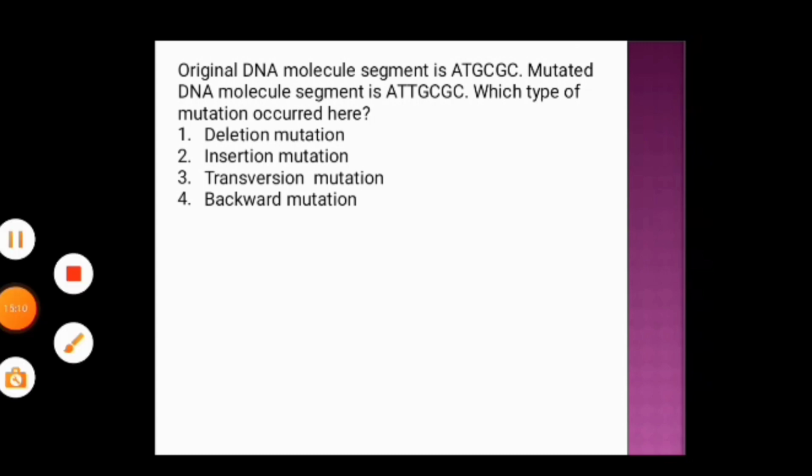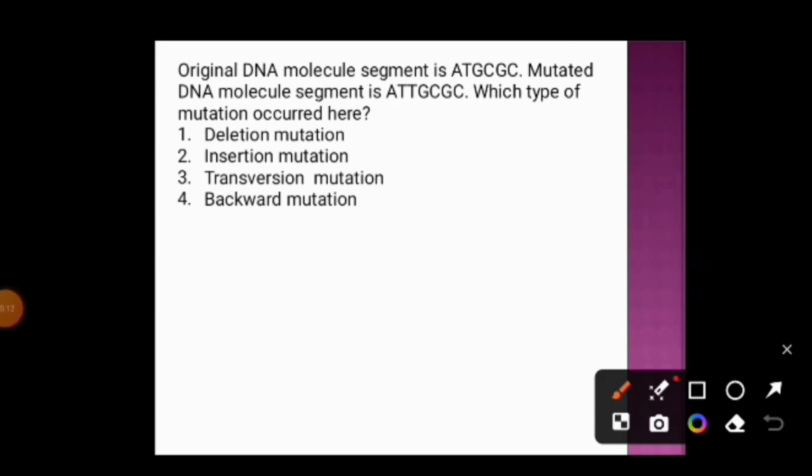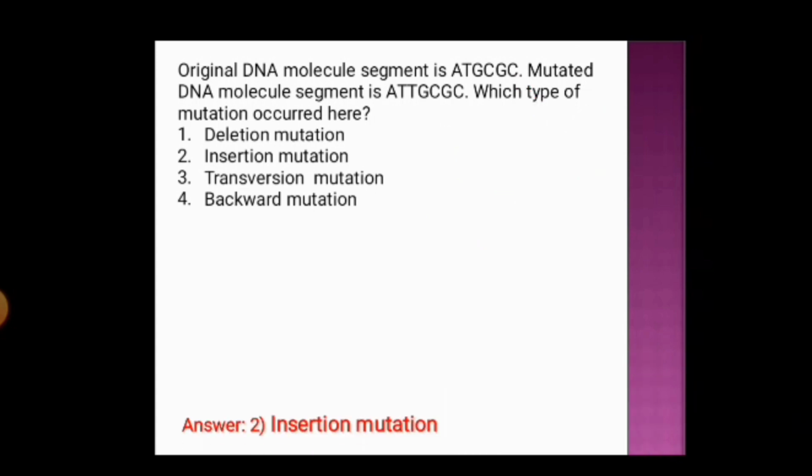In the original DNA molecule there are 1, 2, 3, 4, 5, 6 nucleotides, and here there are 1, 2, 3, 4, 5, 6, 7 nucleotides. So in the original DNA molecule there are 6 nucleotides, and in the mutated DNA molecule there are 7 nucleotides. So there is insertion of 1 nucleotide, and it will be called insertion mutation. So the option will be insertion mutation.